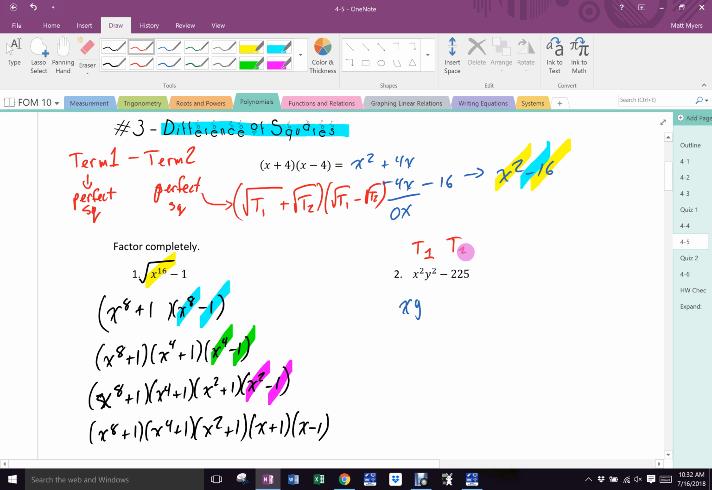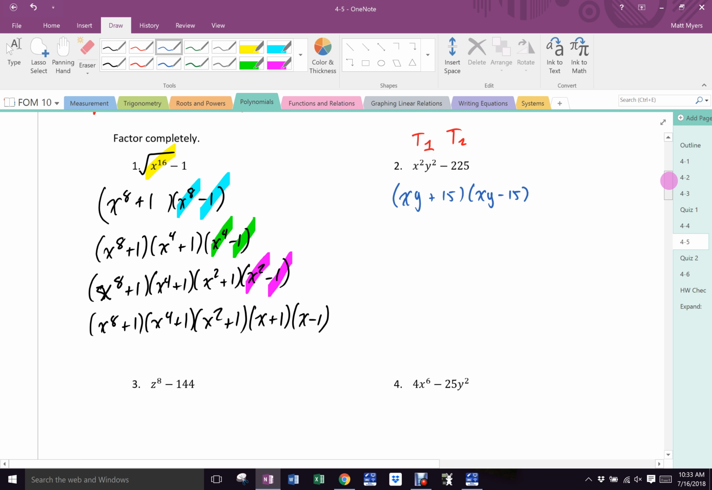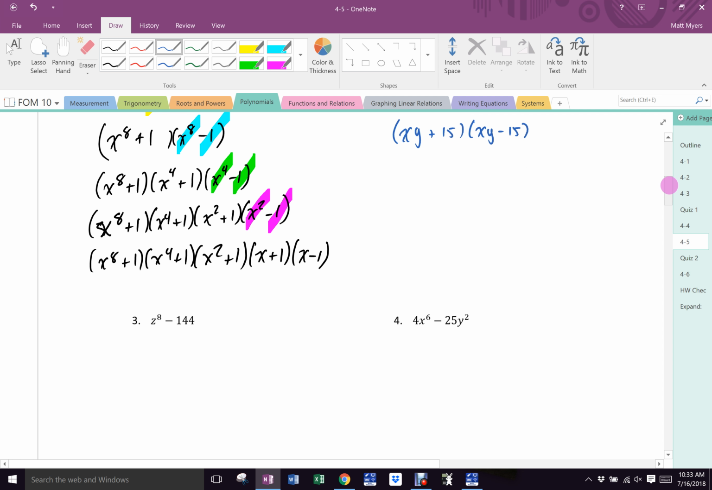Is term 2 a perfect square? Yes, because you've got that memorized. What's the square root of 225? 15. Plus 15, and then I just write it again, minus 15. Any problems? They're super easy until something weird happens.